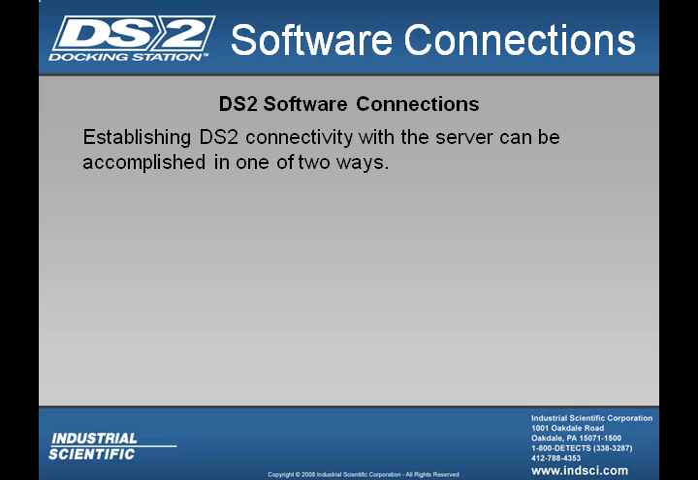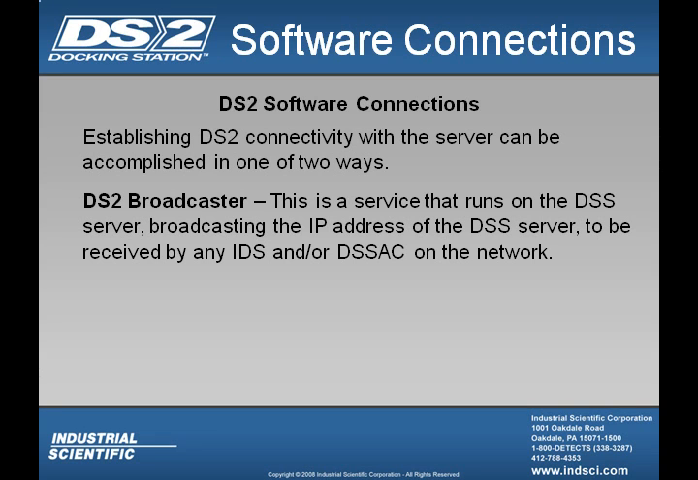Now we looked at the mechanical connections between your DS2 and your server. Now let's look at the software connections. Establishing DS2 connectivity with the server can be accomplished in one of 2 ways. You could use DS2 Broadcaster, and this is a service that runs on your DSS server, and what it'll do is automatically broadcast out the IP address of the DSS server, and this can then be received by your IDS or DSAC on the network.